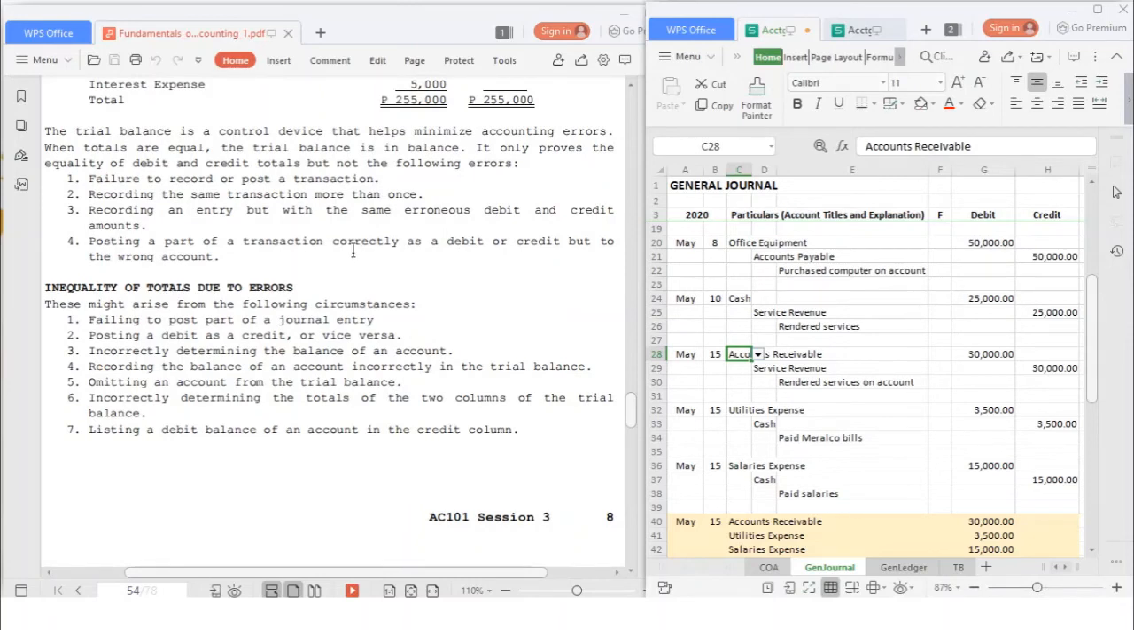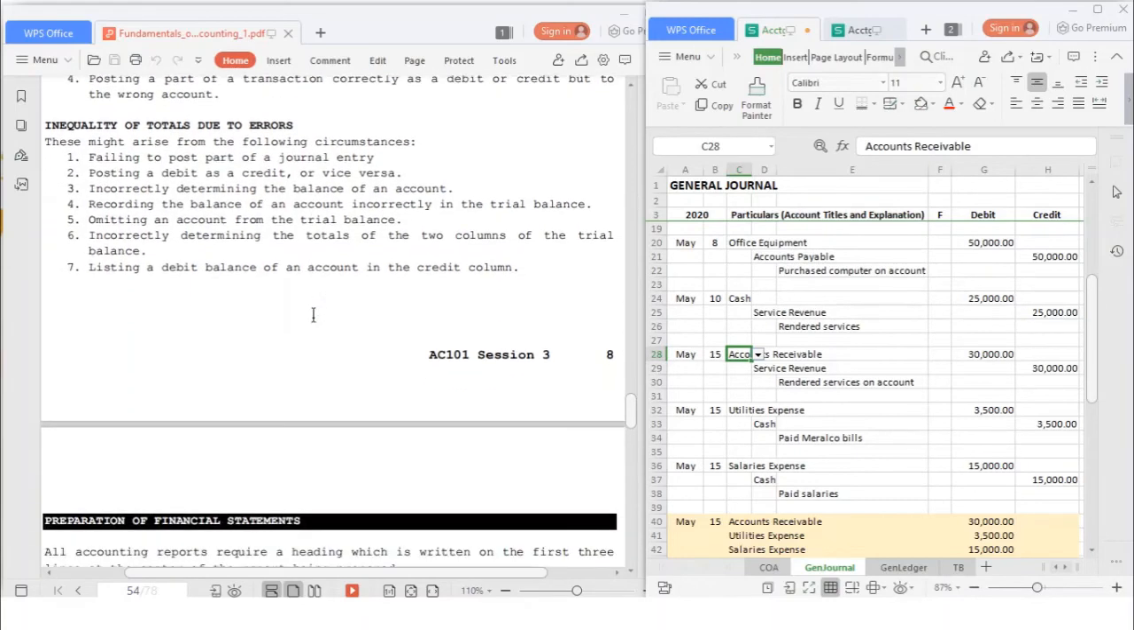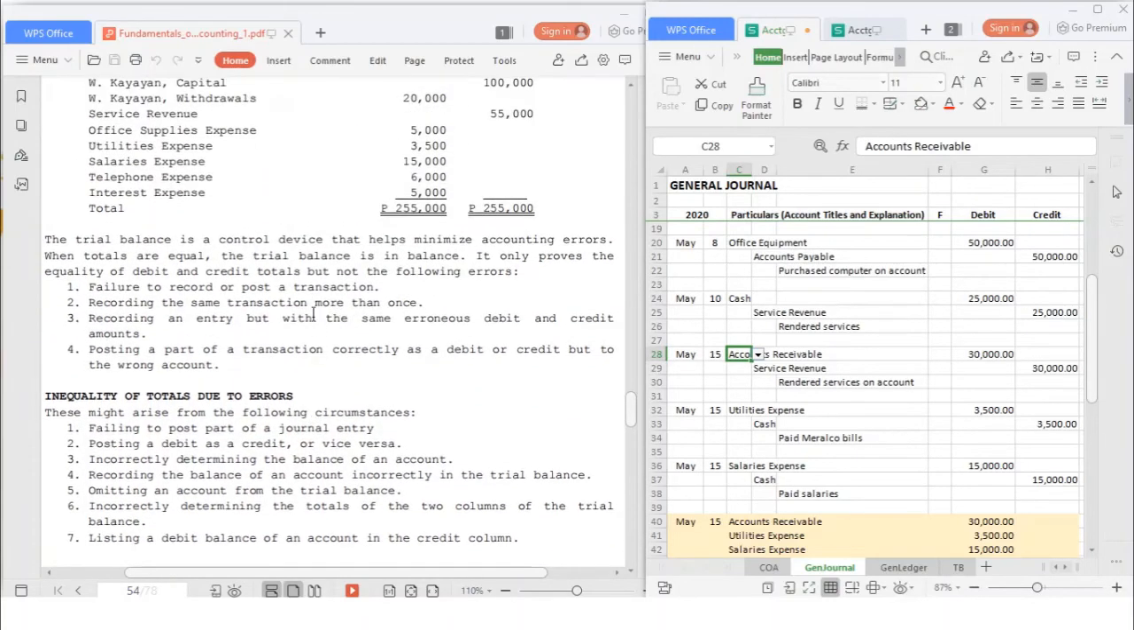Now, the inequality of totals can be due to the following circumstances: failing to post part of a journal entry, posting a debit as a credit or vice versa, incorrectly determining the balance of an account, recording the balance of an account incorrectly in the trial balance, omitting an account from the trial balance, incorrectly determining the totals of the two columns of the trial balance, and listing a debit balance of an account in the credit column. So, these are the possible reasons why your trial balance may have errors or may not be equal.